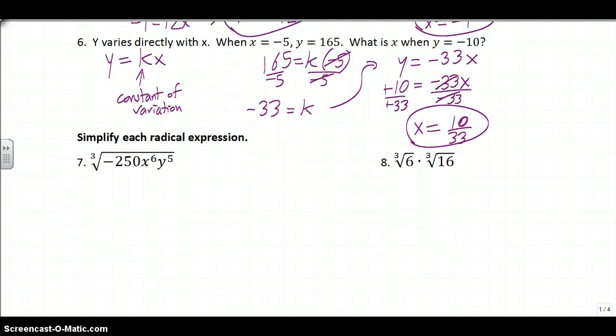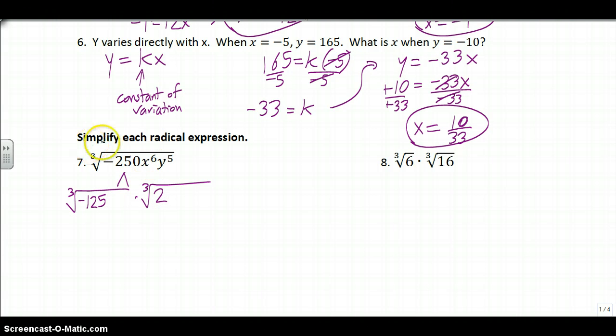Simplifying radical expressions, okay? You will have a table tomorrow of your perfect squares, perfect cubes, and perfect fourths. So just be looking for those. But anyway, we're looking for the largest perfect cube on our list that divides into -250. Since it's negative, you always want to pull the negative over to our perfect cube radical. 250, well, the largest on my list is 125, and that goes in twice.